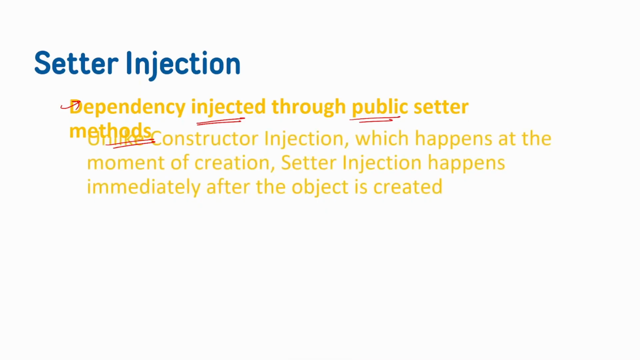Unlike constructor injection, which happens at the moment of creation, setter injection is like field injection: it also happens after the object creation, not at the moment of creation. Constructor injection happens at the moment of creation only, but in setter and field injection the dependency is injected after the object is created.